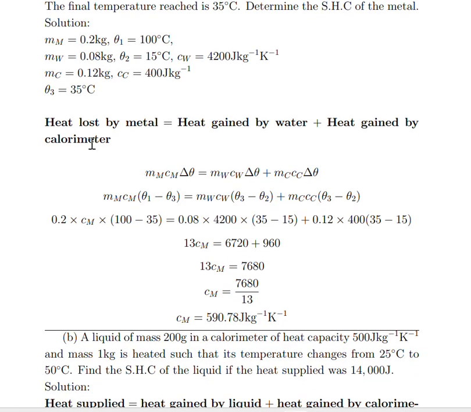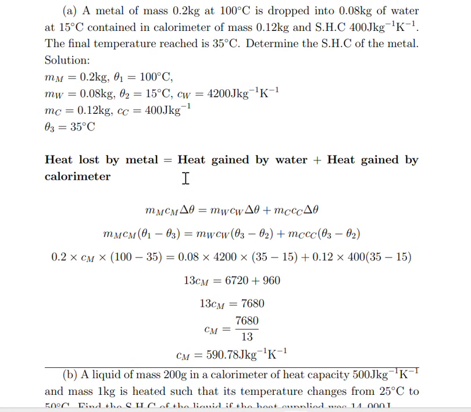Then using our expression, the heat lost by the metal is equal to the heat gained by the water plus the heat gained by the calorimeter. So here, what we are going to do in our task is to notice the temperature changes. When you substitute for the temperature differences, the metal came at a relatively higher temperature, which is theta 1, 100 degrees Celsius. The final temperature that it will be at is theta 3, which is 35, upon substitution.